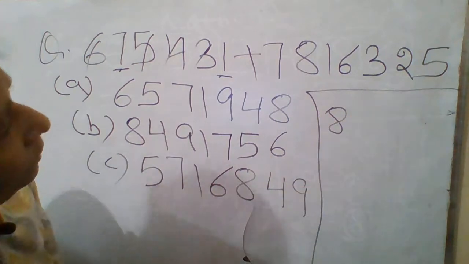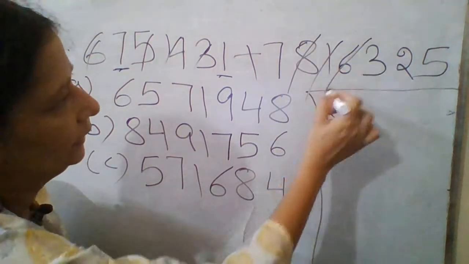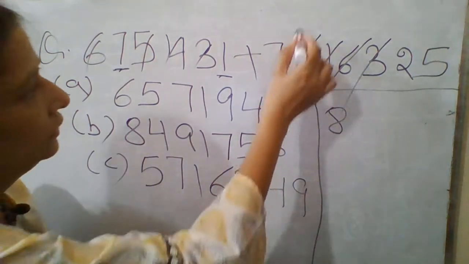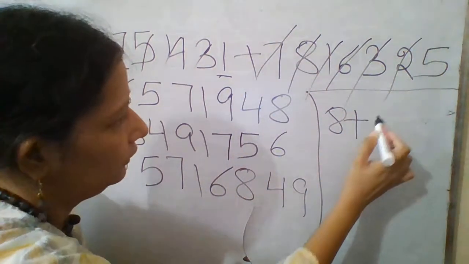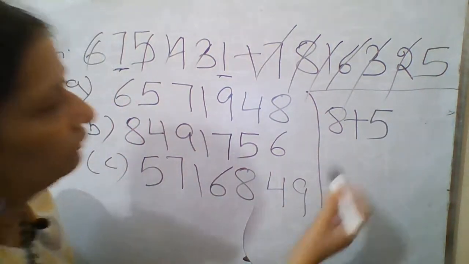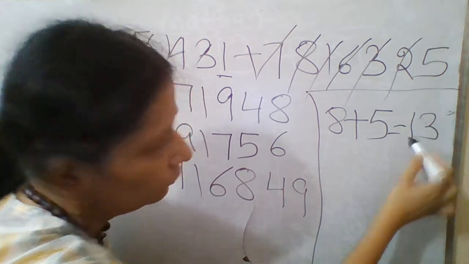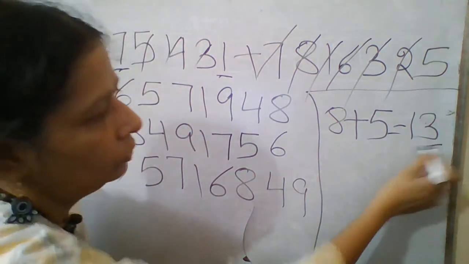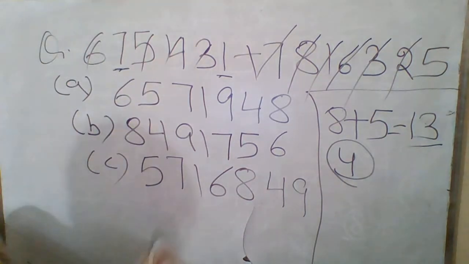Now you find the DR here. 8 plus 1 is 9, cancel out. 6 plus 3 is 9, cancel out. 7 plus 2 is 9, cancel it out. So 5. 8 plus 5. Now you have to find the DR. When you add it, you will get 13. Now you know the DR of this is 4. The DR is 4 here.